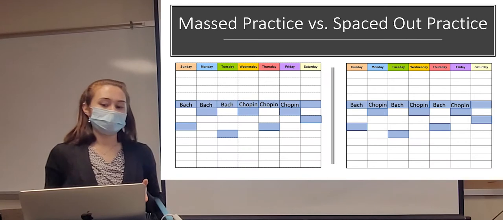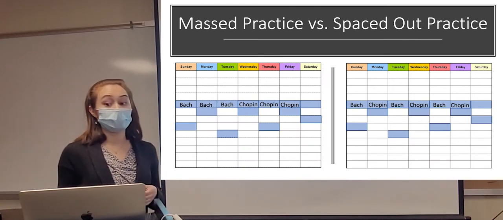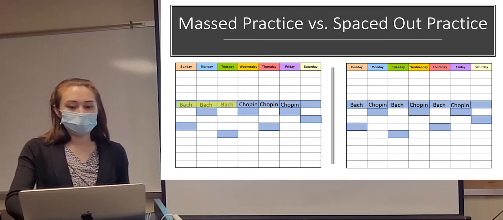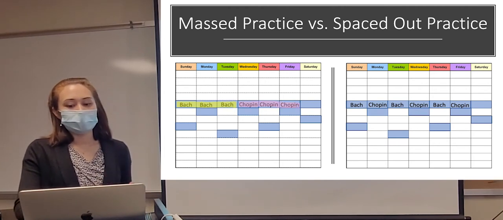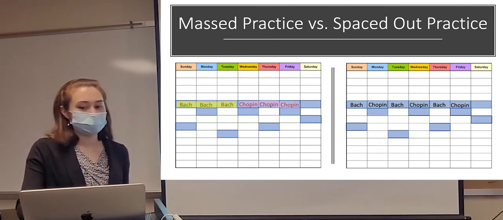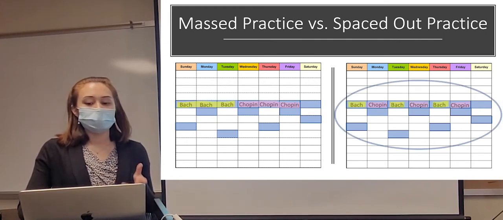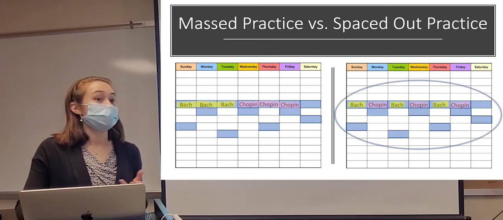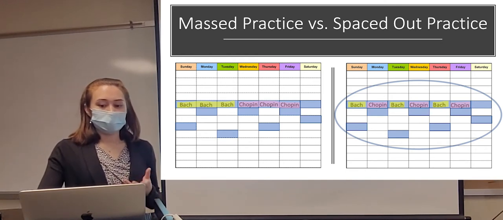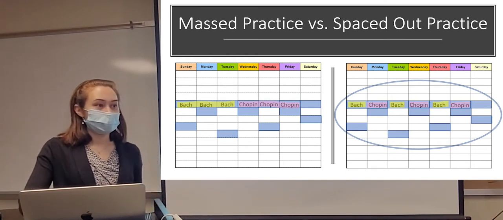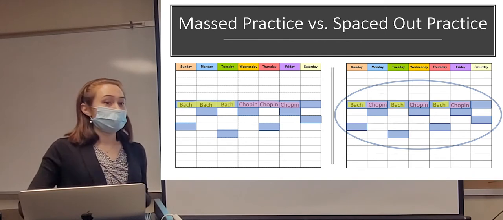And this same concept applies to how we space out pieces in our practice. For example, practicing 3 days of a Bach piece and then 3 days of a Chopin piece is actually less effective than interspersing both pieces over the course of 6 days. Because practicing every other day makes recalling the information more challenging, and that's more effective for memory in the long run.